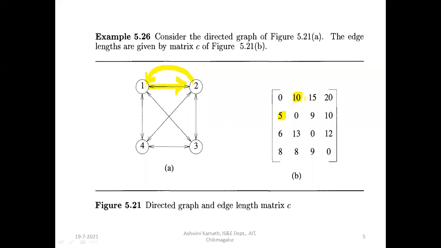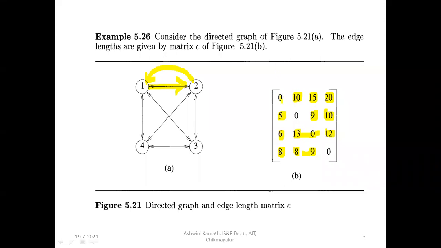Then 1 to 3 is 15 and 1 to 4 is 20. 2 to 3 is 9. 2 to 4 is 10. 3 to 1 is 6. 3 to 2 is 13 and 3 to 4 is 12. 4 to 1 is 8. 4 to 2 is 8 and 4 to 3 is 9. You can notice these values. They are not the same. Edges are different, but we have an edge between each pair of vertices.